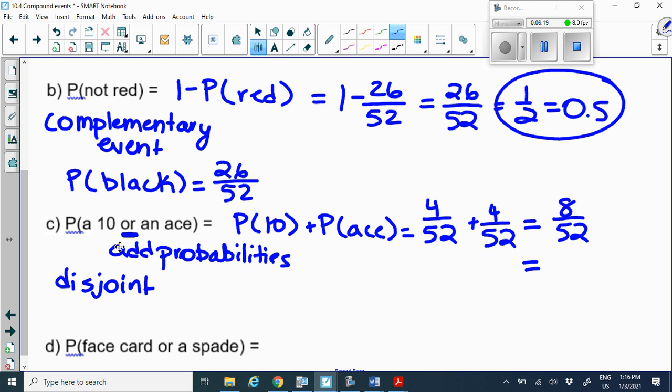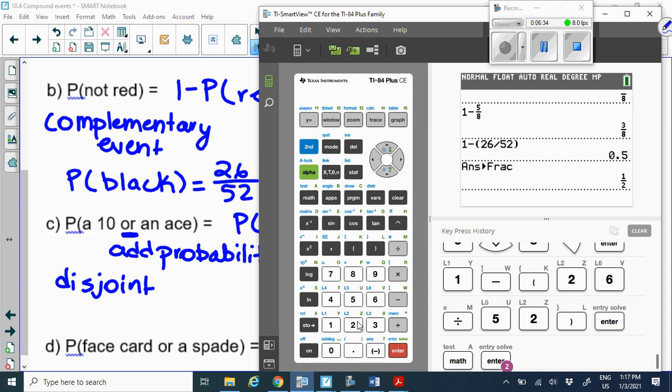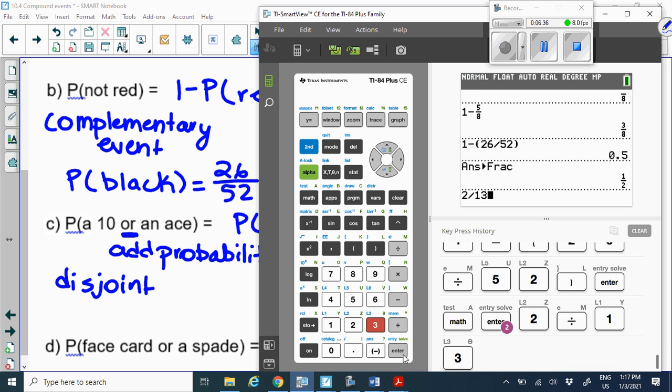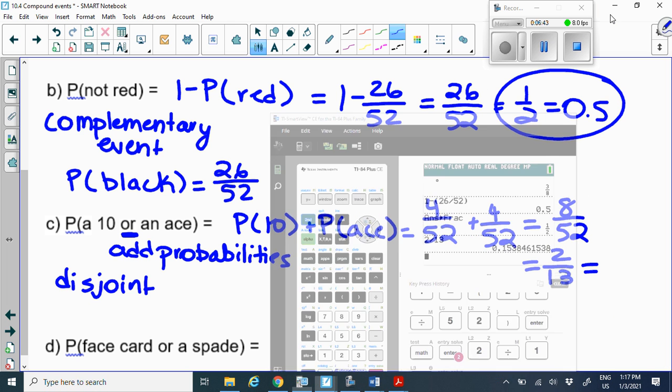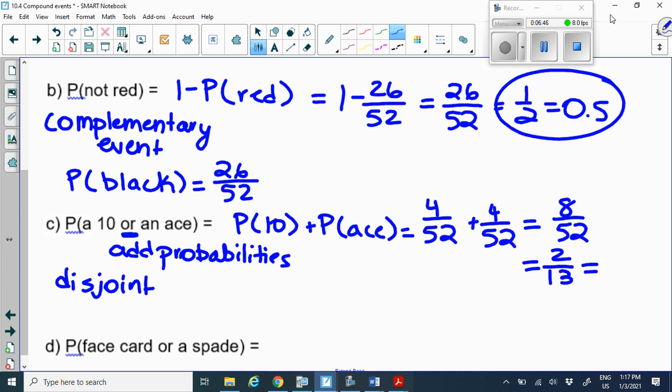So either we can simplify this, and really 4 is going to go into both of these. So that's going to be 2 out of 13. Or you can write your final answer as a decimal. Let's go ahead and plug that into our calculator. And I'm going to go ahead and round to 4 decimal places. So we have 0.1538. And that'll be our final answer there.